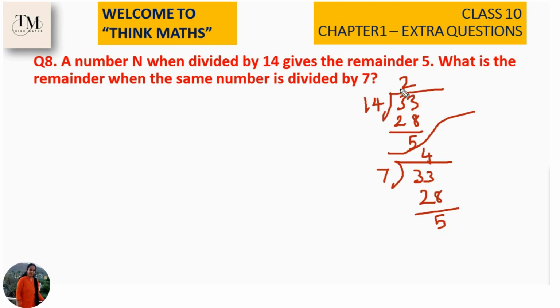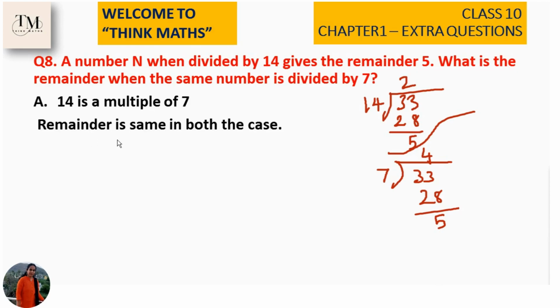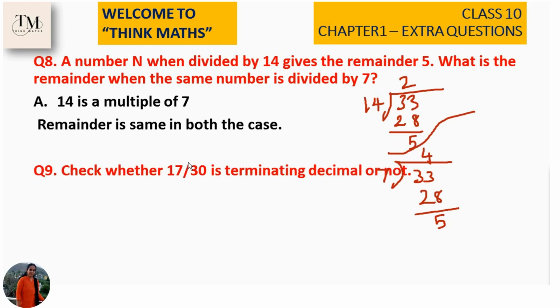So if the divisors are 14 and 7, because 14 is a multiple of 7, their remainder will also be the same. So if 14 is a multiple of 7, then the remainder will be the same in both cases. This number, 33, is the same in both cases, so the remainder will also be the same. Okay. So next question.